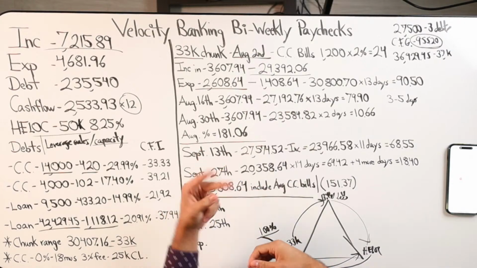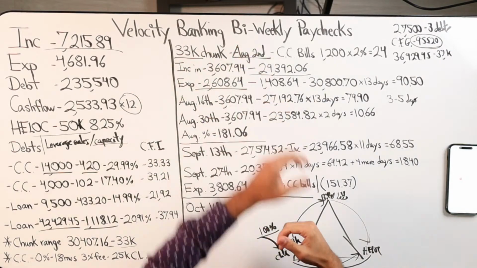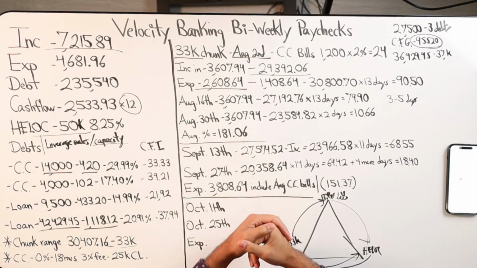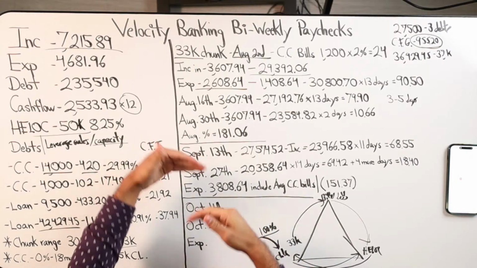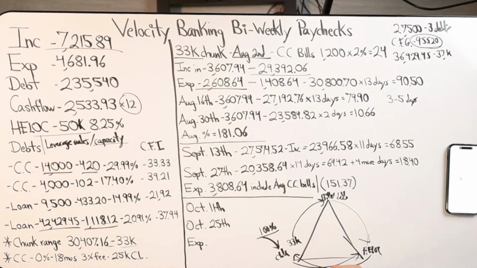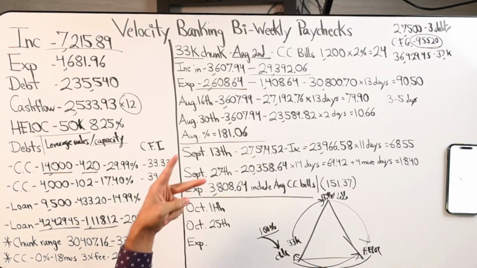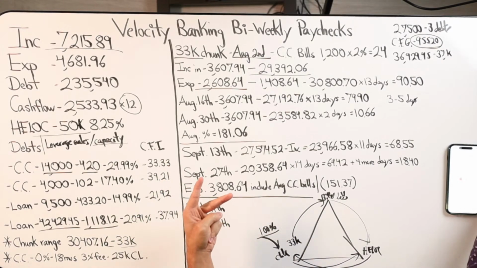September will be just 2 paychecks. So we had a nice little boost in August. It was a 3 paycheck month. I think that happens twice a year for many of you that are biweekly. So September 13th and September 27th are our next two paydays.